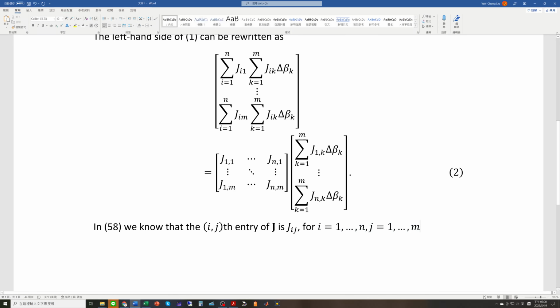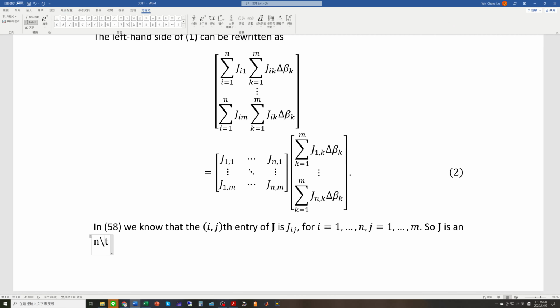Okay, good. Okay, so J is an n by m matrix. Oh sorry, it should be not bold. And m should be italic.